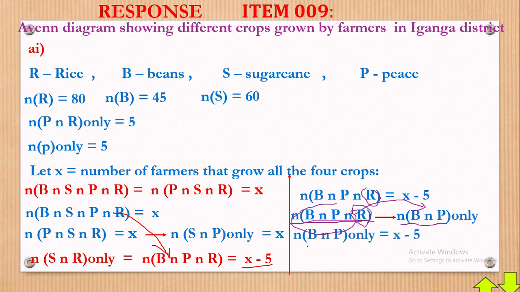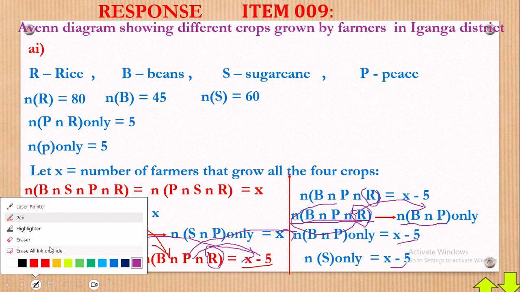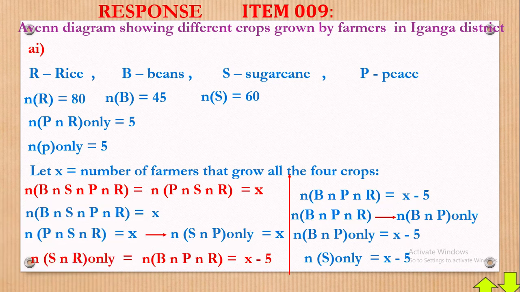And now in summary, you all know that we have this one equal to this, but remember when you exclude the R, it gives you what you have there. Then also, here we had number in S and R only, which is also equal to X minus 5. But when you exclude the R, it will remain number in S only, which will be X minus 5. Next, we are going to draw our Venn diagram in the next part. So let me erase this. Now let's proceed.